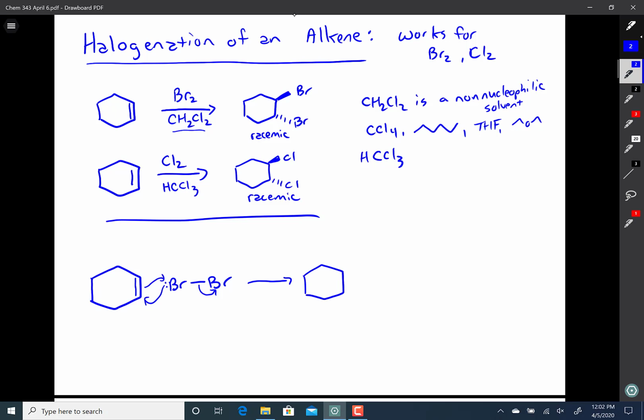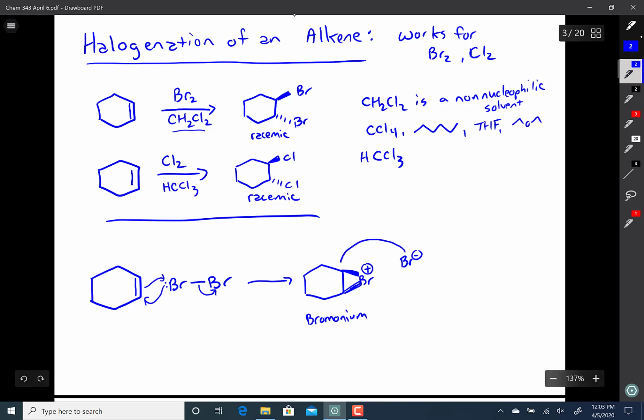The resulting bromine then now has two bonds, and they're both on the same side. This intermediate right here is what's called the bromonium. Now, as you can imagine, that Br is a pretty darn good leaving group, being positively charged and in a three-membered ring.